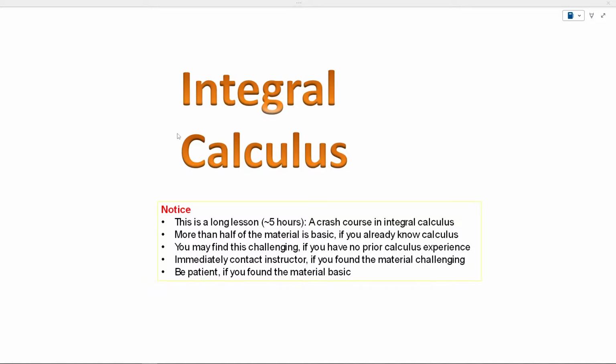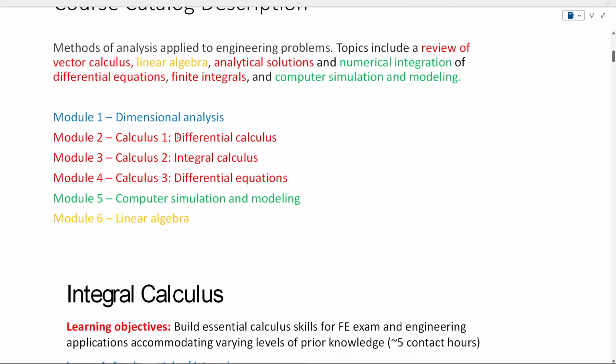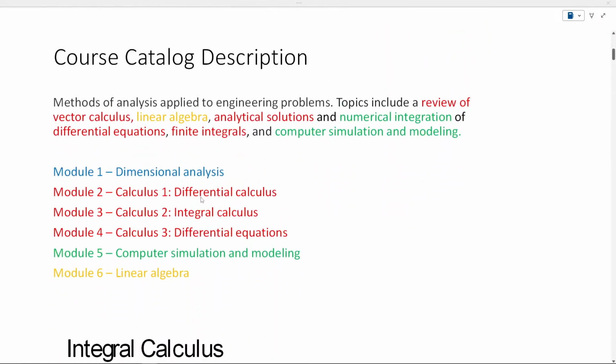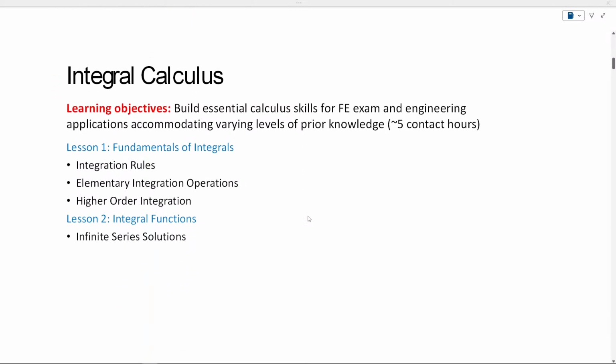Welcome, this is Integral Calculus module. So we did differential calculus before. We will do integral calculus in this module and post our introduction to differential equations. So this module has two lessons.